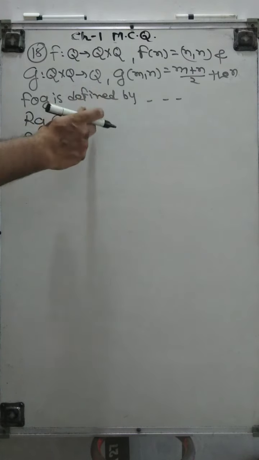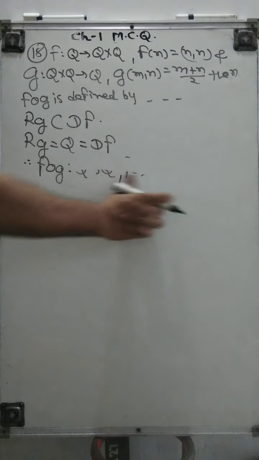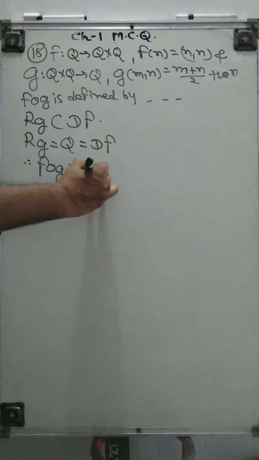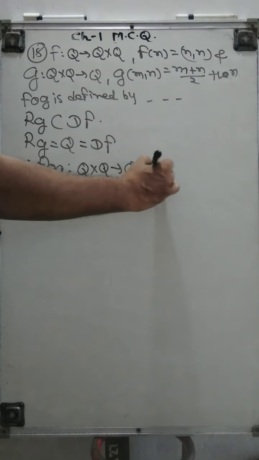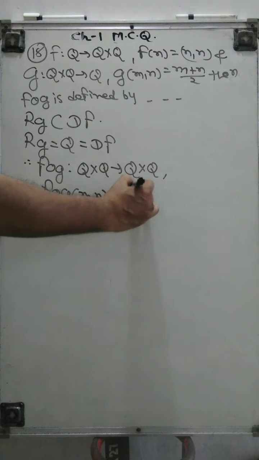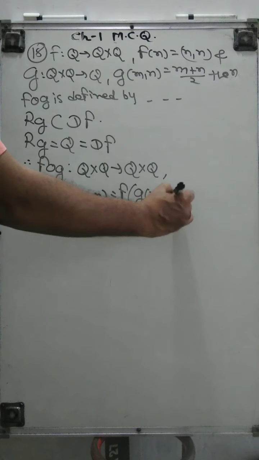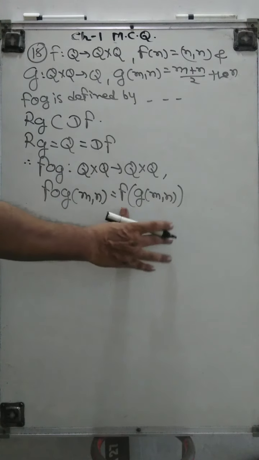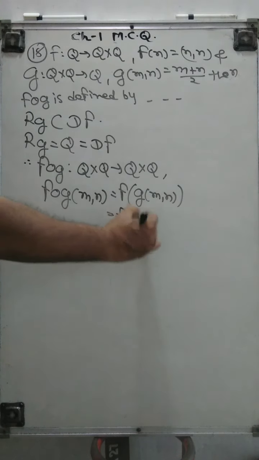Therefore we can say that fog is defined, and fog from Q cross Q to Q cross Q is defined. Here we take fog(m, n) = f(g(m, n)). Now when we take g(m, n), we have (m+n)/2.